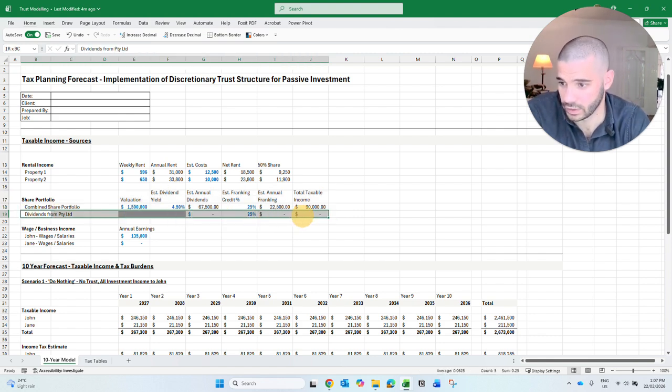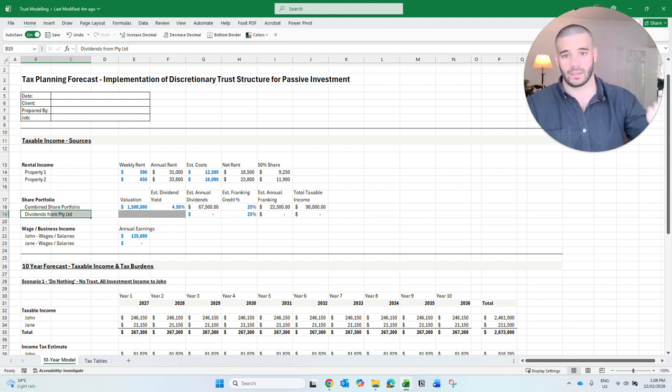Another scenario where you might use a model like this is if we're running our business through a company and we've set up the trust to be the shareholder of that company. And I think I mentioned that in a previous video. That's a fairly common setup.